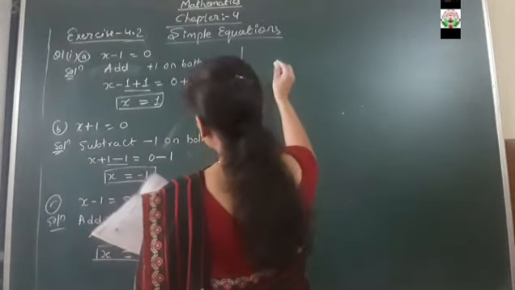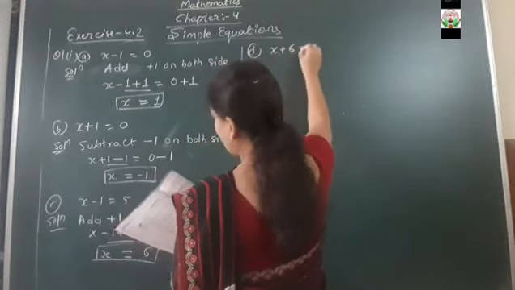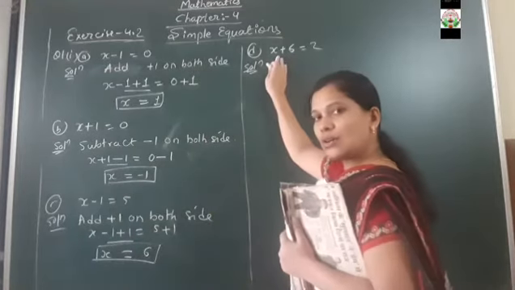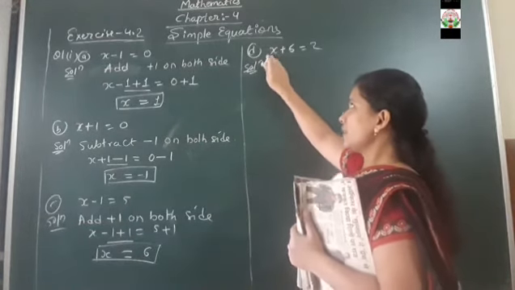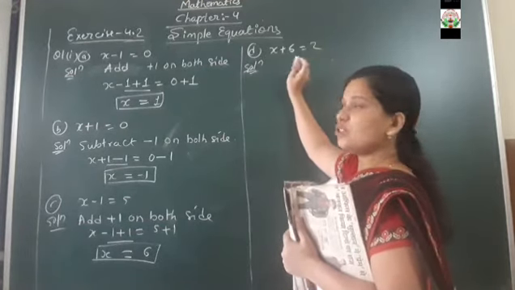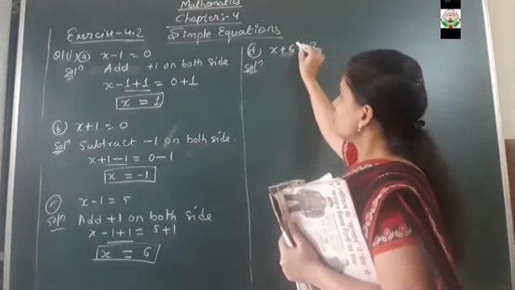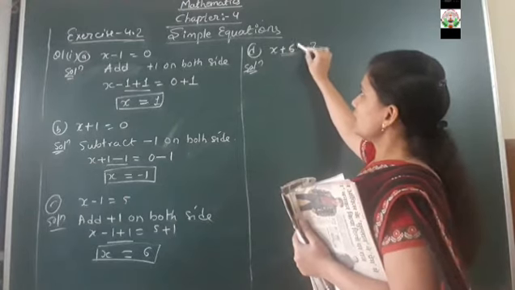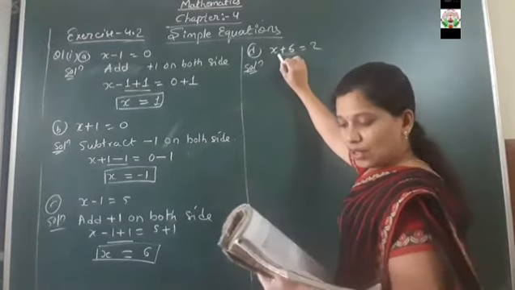Next question, D. What is the D part? x plus 6 is equal to 2 we are having. So look, with x what is the constant? Constant means the number that stays beside the variable. The numbers that stay along with variables are called constants. So in x plus 6, what is the constant? 6 is the constant. What is the variable? x is the variable.